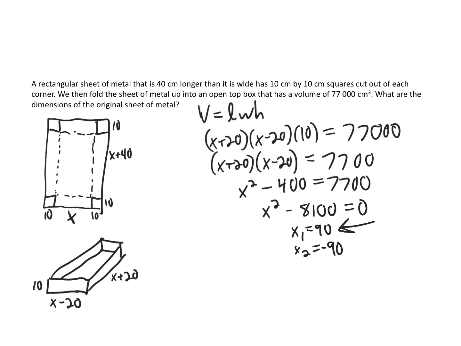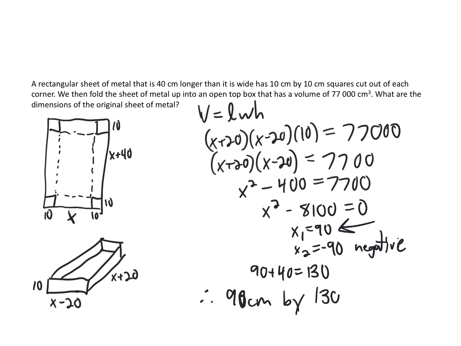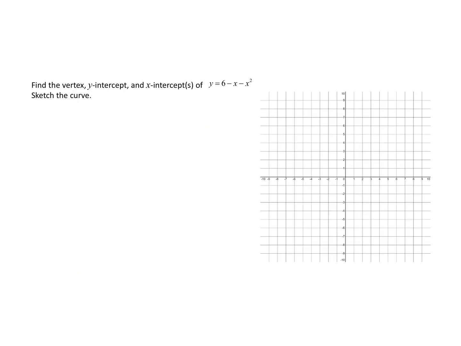Obviously, it's the positive one. We can't have a negative length. But 90 is only the one length, so we do 90 plus 40 to get the other length. So therefore, the original sheet was 90 centimeters by 130 centimeters. We can also graph quadratic equations.